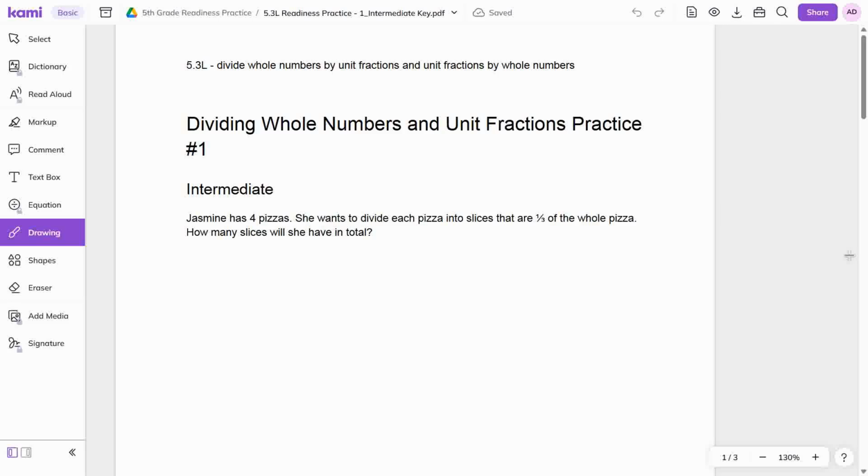Today we are looking at the fifth grade concept of dividing whole numbers and unit fractions. This is 5.3L Readiness Practice, the intermediate version.